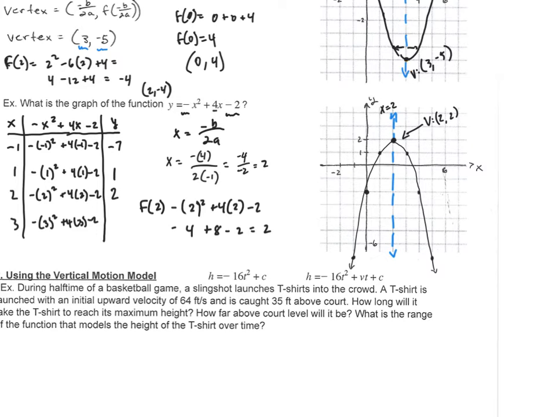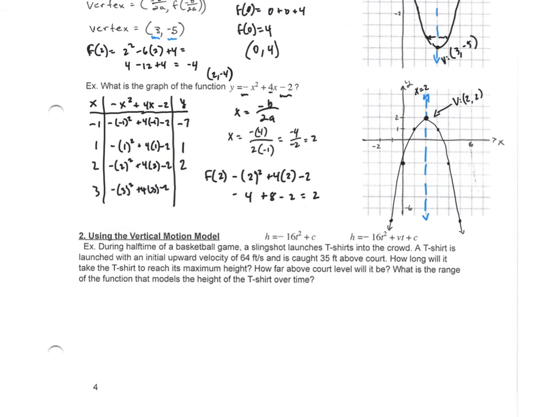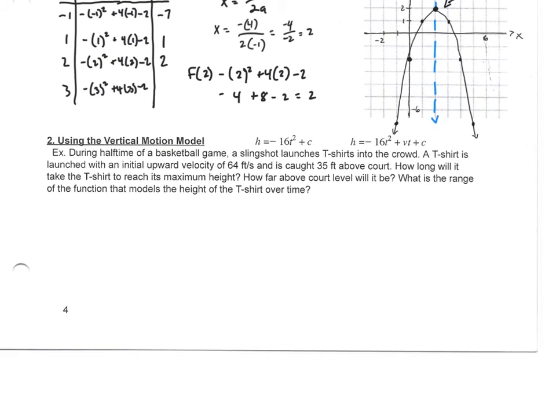Again, I would say the first step might be finding your axis of symmetry and then determining which points you want to use right or left of it to graph. And then let's talk about the vertical motion model. And we talked about gravity yesterday and its impact. So here we have some modeling gravity.